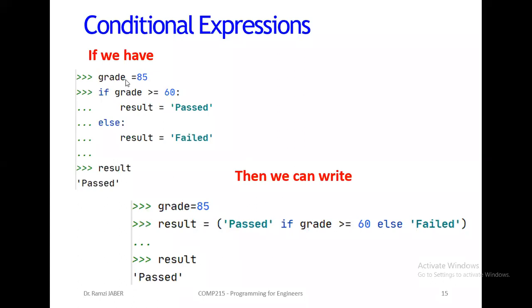Then we can write these four sentences in one sentence. We can do it. This is called a conditional expression. So grade equals 85, result equals, between parentheses here. Here obligatory.